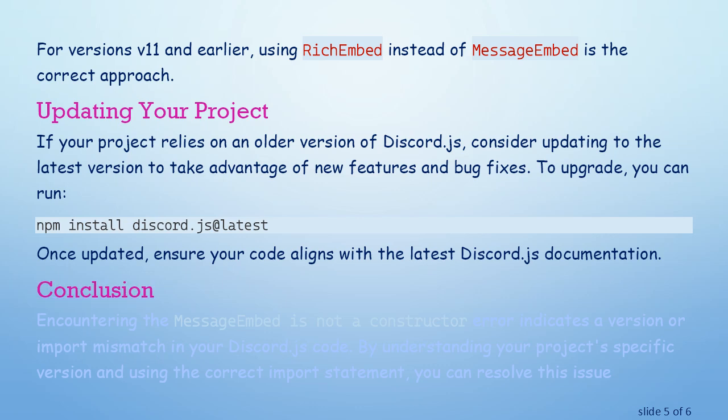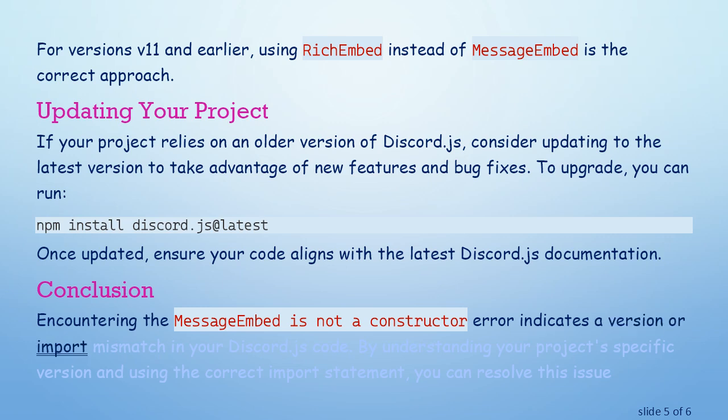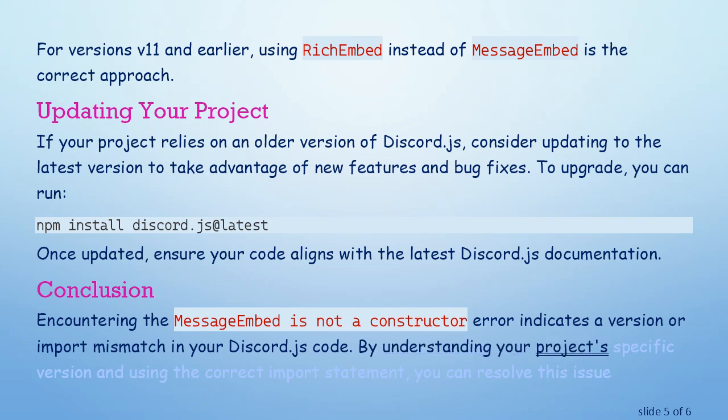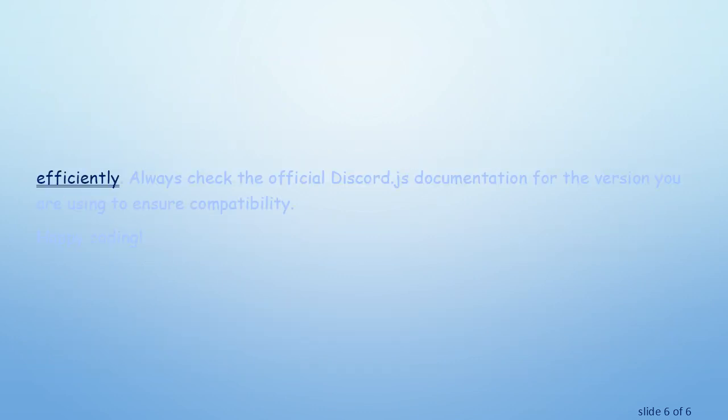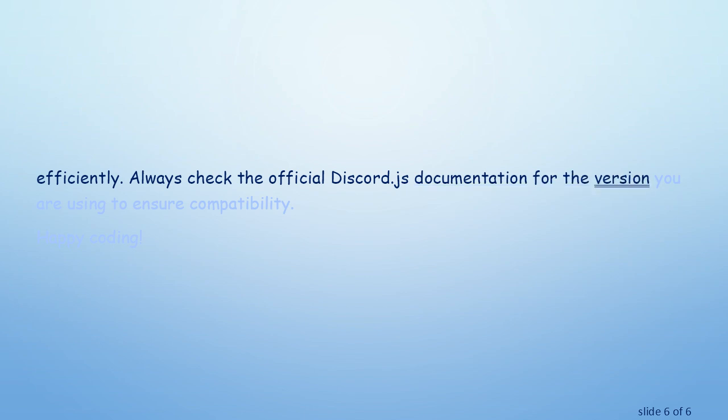Conclusion. Encountering the MessageEmbed is not a constructor error indicates a version or import mismatch in your Discord.js code. By understanding your project's specific version and using the correct import statement, you can resolve this issue efficiently. Always check the official Discord.js documentation for the version you are using to ensure compatibility.